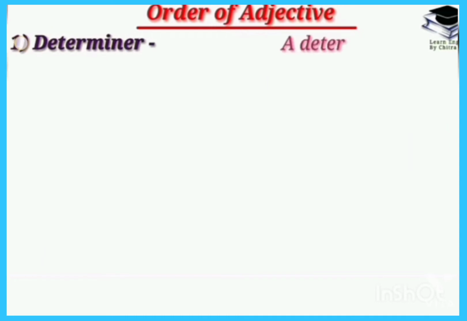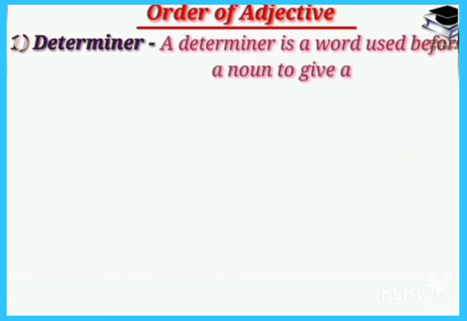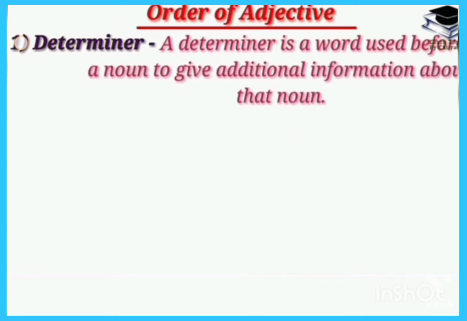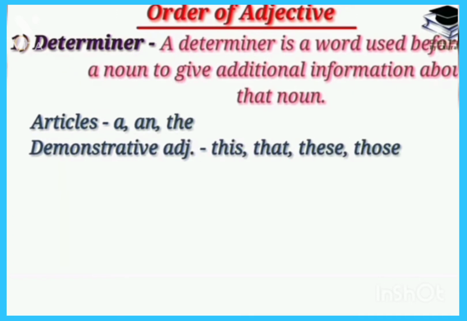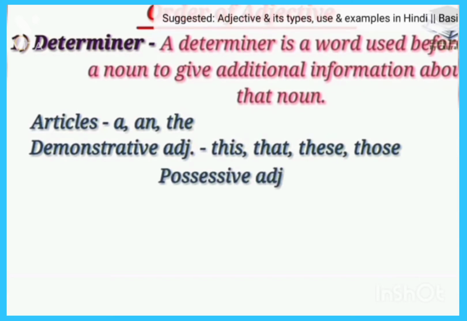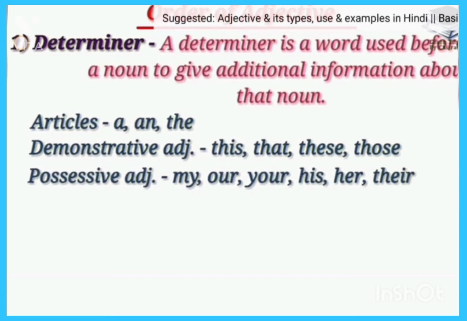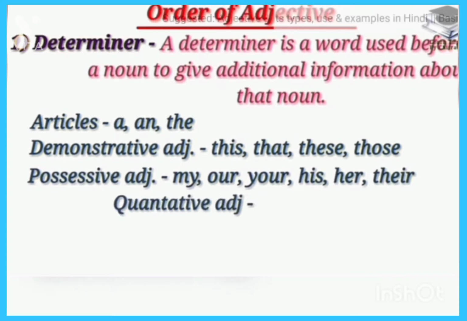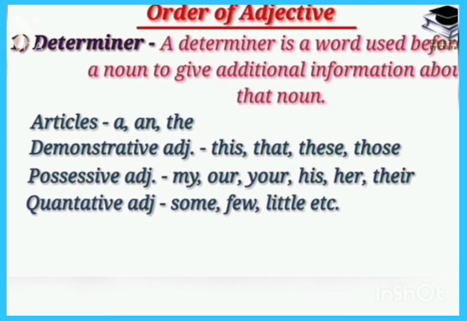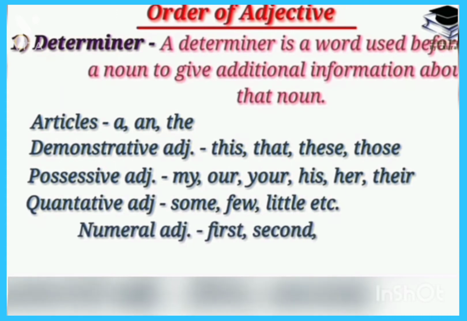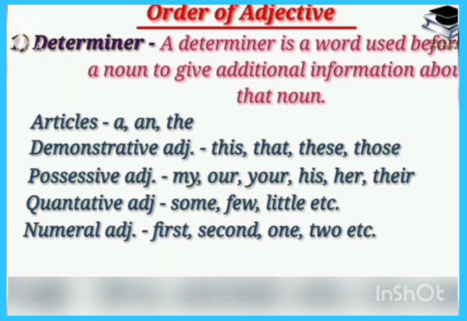First is determiners. A determiner is a word used before a noun to give additional information about that noun. So first we have to put the determiner, and it gives additional information about that particular noun. It comes in different forms. We can use articles: a, an, and the; demonstrative adjectives: this, that, these, those. The next is possessive adjectives: my, our, yours, his, hers, theirs. Quantitative adjectives: some, few, little, etc. And then numerical adjectives: first, second, one, two, etc.